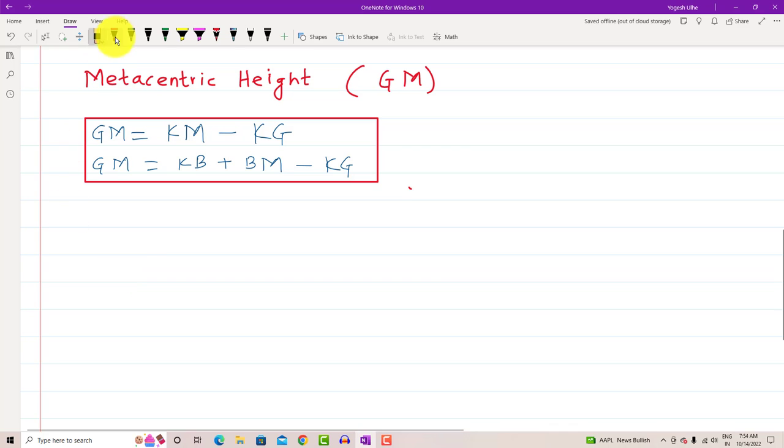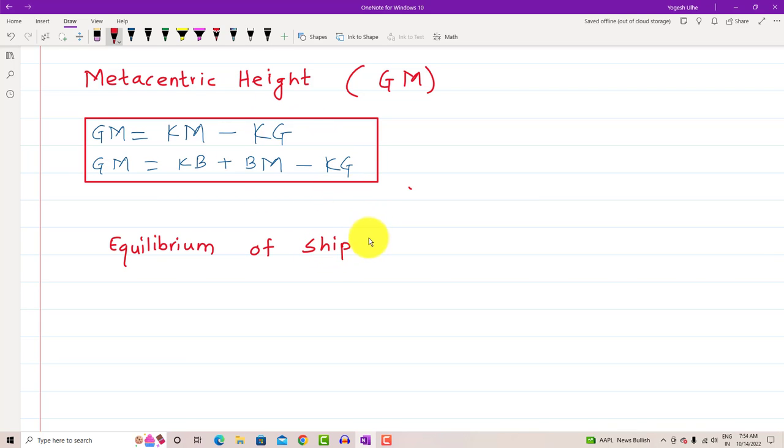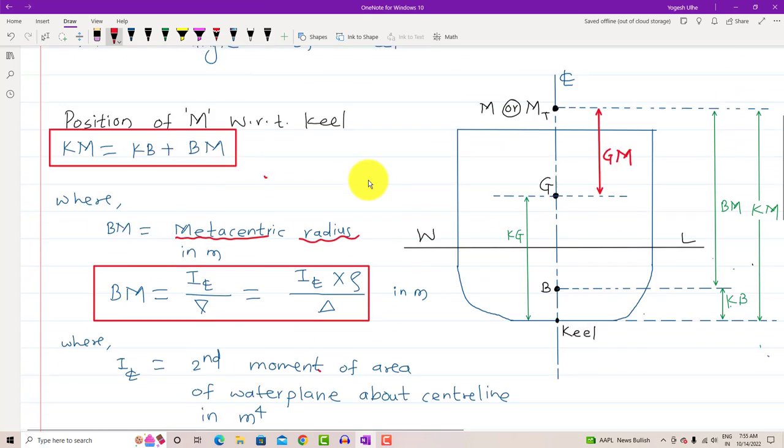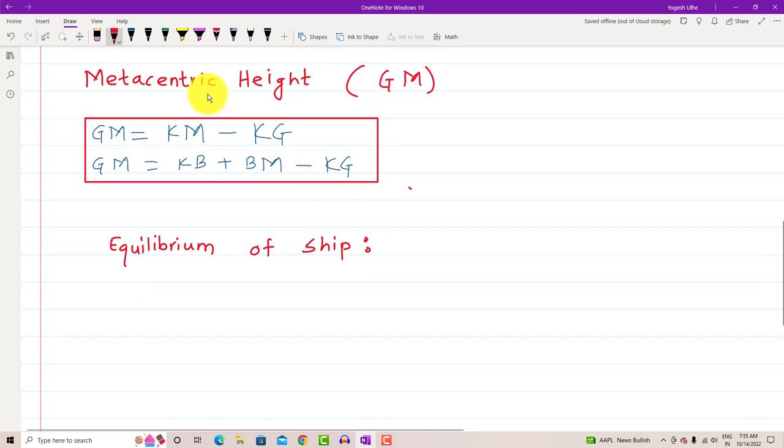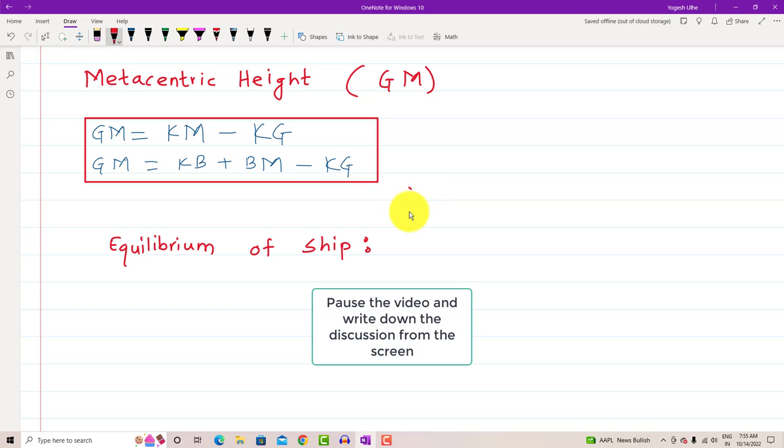Now the next point we are going to see is the equilibrium of a ship, guys. But before going further, before writing equilibrium of ship, everyone please write down this discussion about metacentric height.